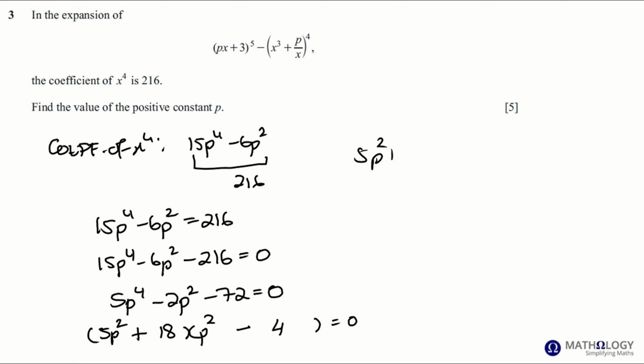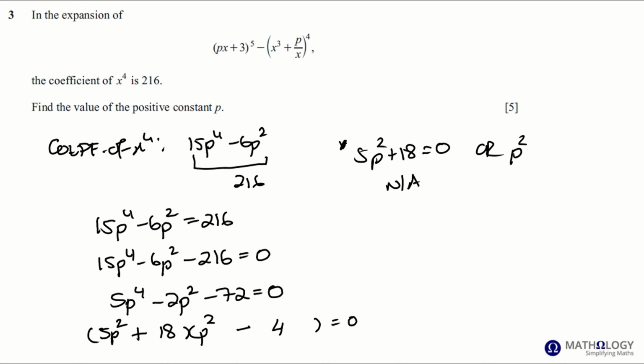So 5p squared plus 18 equals 0. This is impossible because p squared is a positive number. It's always positive regardless of the value of p. 5 times that positive number is still positive. You add 18, it's still positive. 5p squared plus 18 will therefore never be equal to 0. So there's no solution to this equation. If p was 0, you would still have 0 plus 18, and 18 is still greater than 0, and clearly not equal to 0. So there's no solution to this equation here.